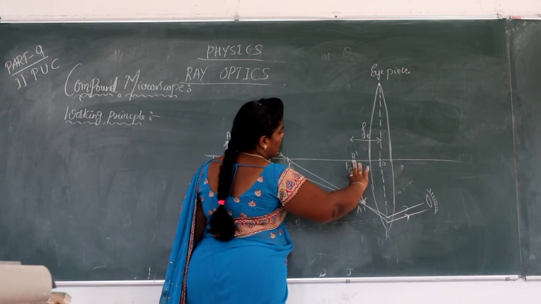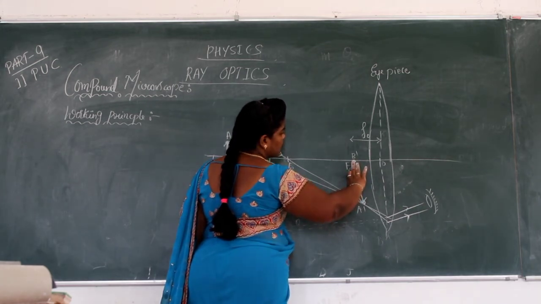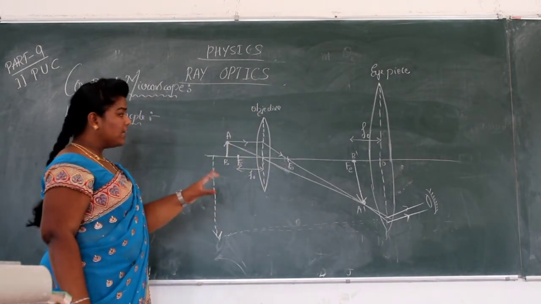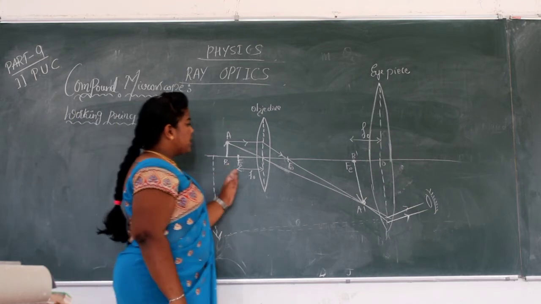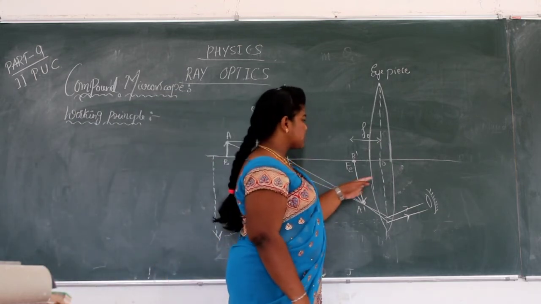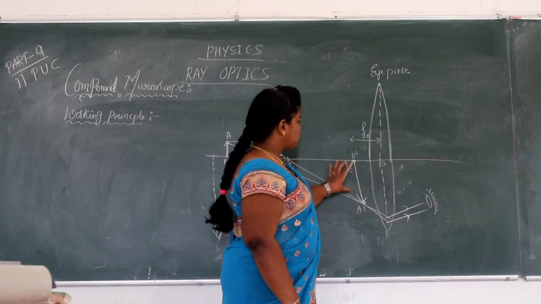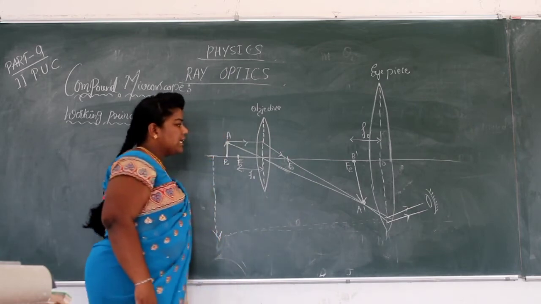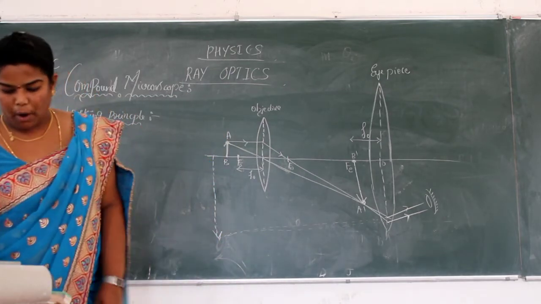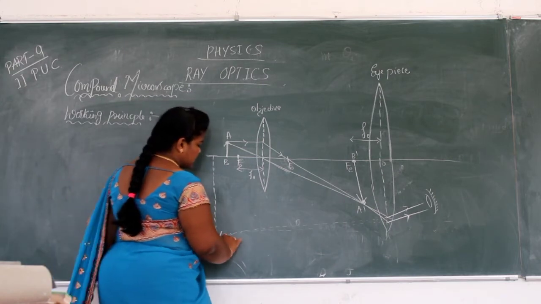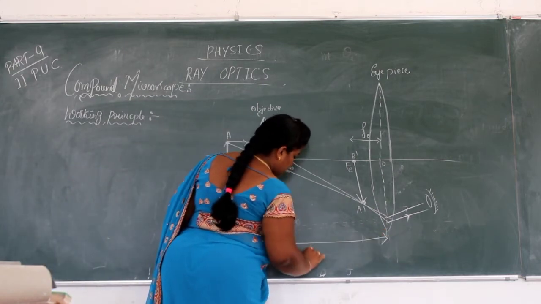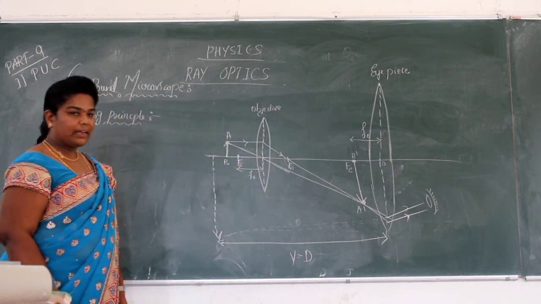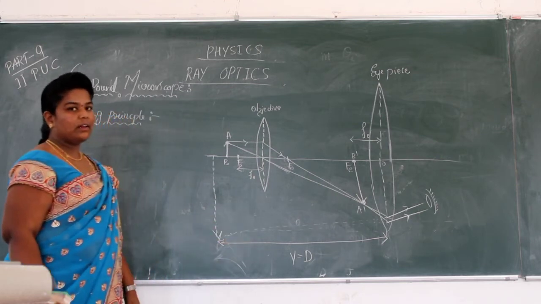The image is formed beyond C. That is what A dash B dash is, an inverted, real and enlarged image. Whereas the image formed by the objective lens acts as an object for the eyepiece. Whereas this object is at principal focus, then it forms an image at infinity. So we can say that the image which is formed is at the least distance of distinct vision. This is the final image distance.